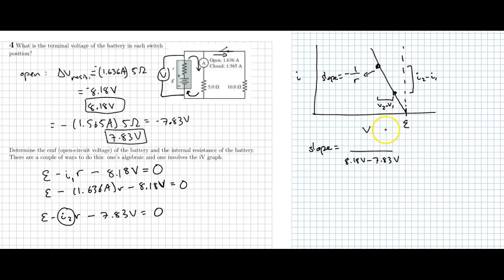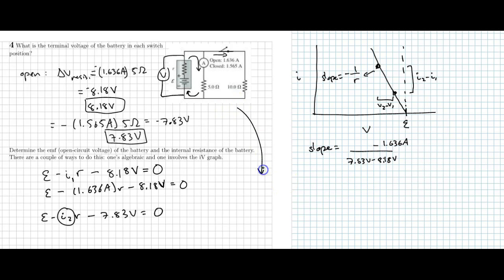So we have one of those. That's for the 7.83 volts minus 8.18 volts. We have one of those. We have the one that corresponds to 8.18 volts. So that's 1.636 amps. We do need to figure out what the current is through the other one. So either way, it looks like we'll need to do that.